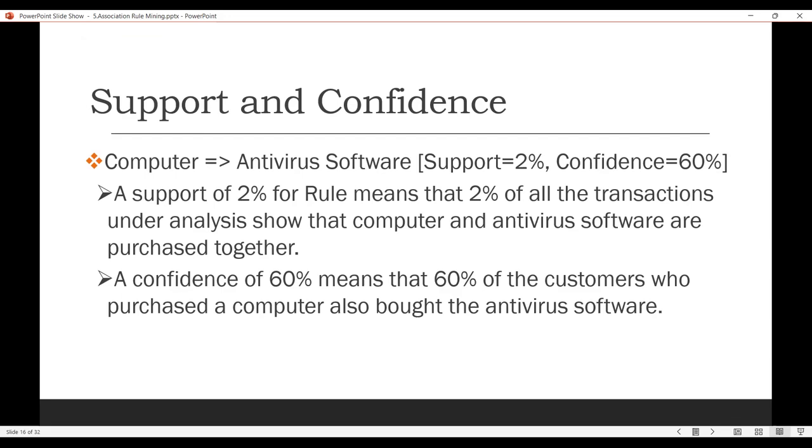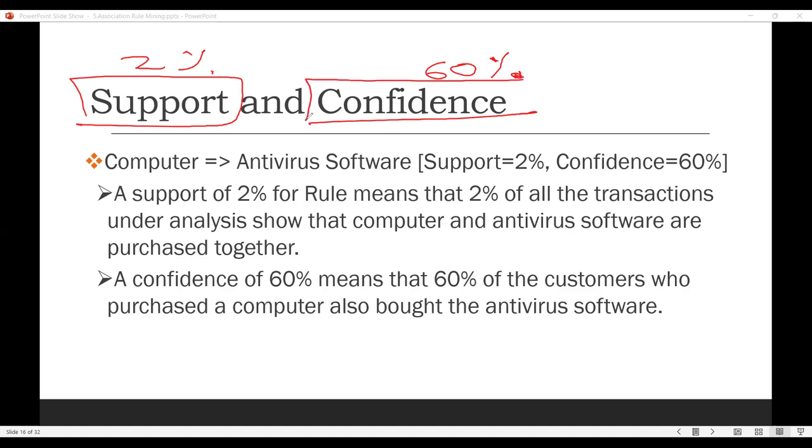Now, for these two terms, support and confidence, we are using number values, in percentages. So support may be 2%, and confidence 60%. This is one way we can express these two terms, right? Support and confidence are the two factors we use to evaluate the strength of association rules. So now I will explain what support is and what confidence is.